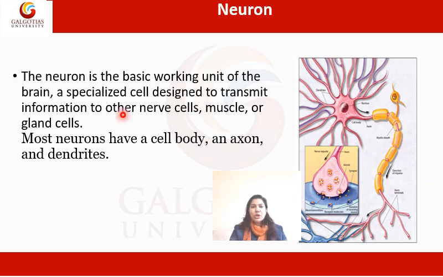Neuron. A neuron is the basic working unit of the brain, a specialized cell designed to transmit information to other nerve cells, muscle, or gland cells. Most neurons have a cell body, an axon, and dendrites. Let's discuss the structure of a neuron.